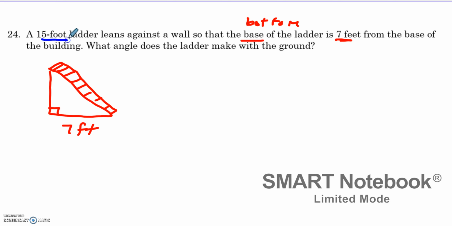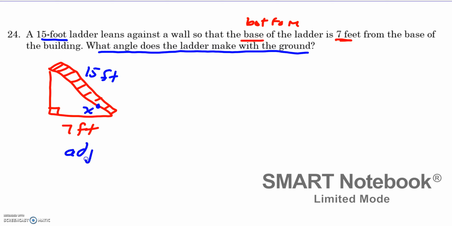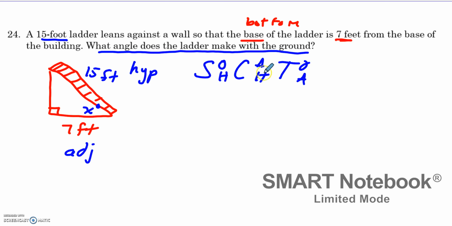The ladder is 15 feet long, and so the ladder is diagonal. So this would be 15. And we're trying to find what angle the ladder makes with the ground, which would be this angle right here. So we're trying to figure out how many degrees this angle is. The two sides I have in comparison to what I'm trying to find are the adjacent side and the hypotenuse.